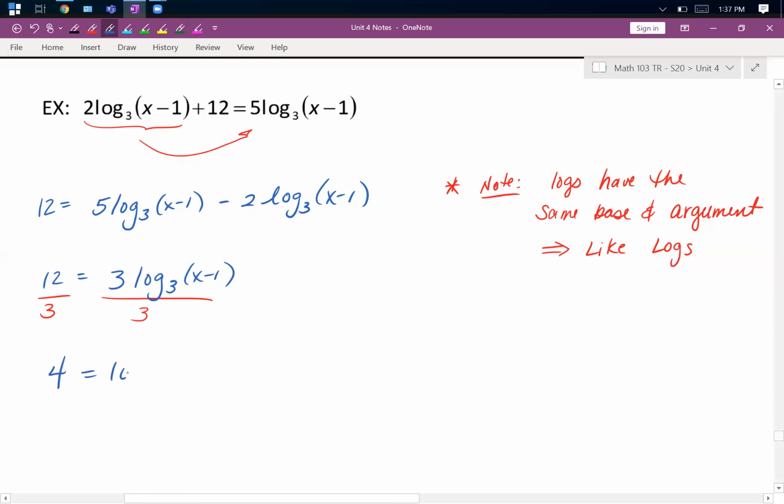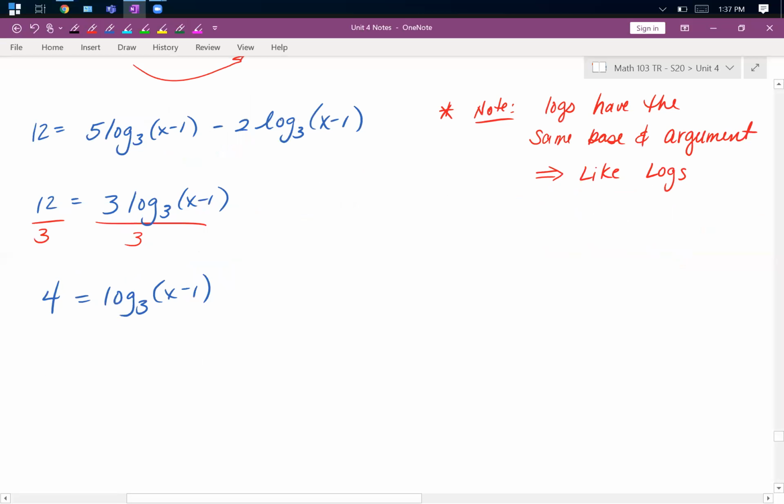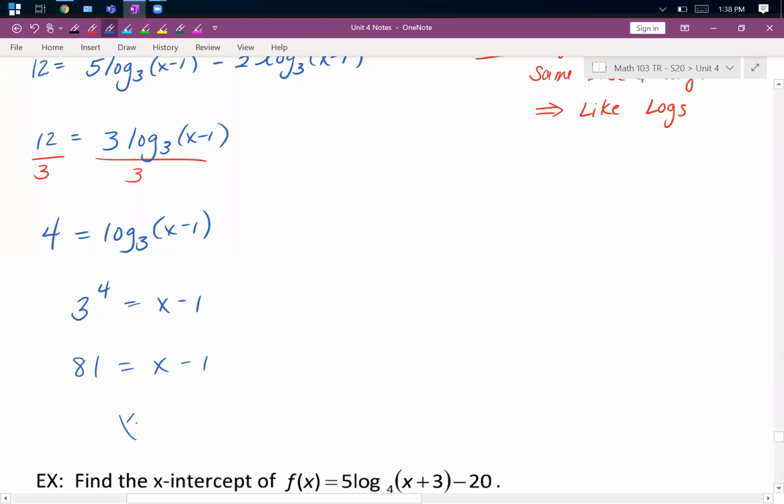We get 4 equals log base 3 of (x minus 1). Now that the log is isolated, we can rewrite it in exponential form. 3 to the 4th equals x minus 1. 3 to the 4th is 81. Therefore, x is equal to 82.